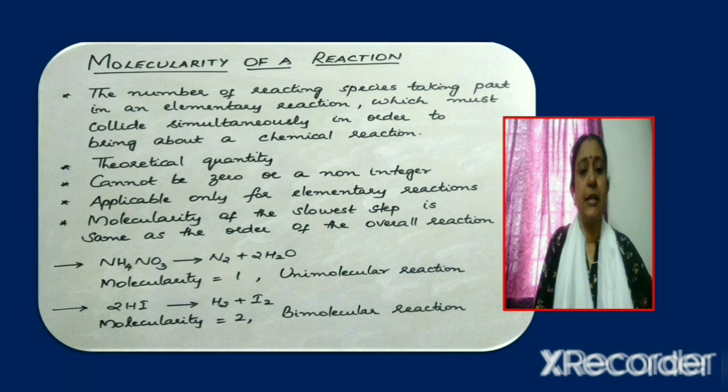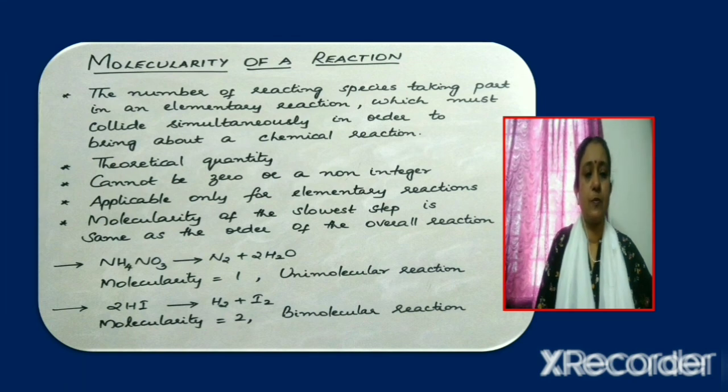Now consider the decomposition of ammonium nitrate to nitrogen and water. What is molecularity equal to? It is equal to 1. Therefore, it is a unimolecular reaction. Now consider the dissociation of hydrogen iodide to hydrogen and iodine. What is molecularity equal to? It is equal to 2. Therefore, it is a bimolecular reaction.